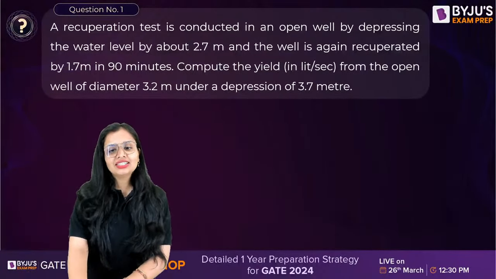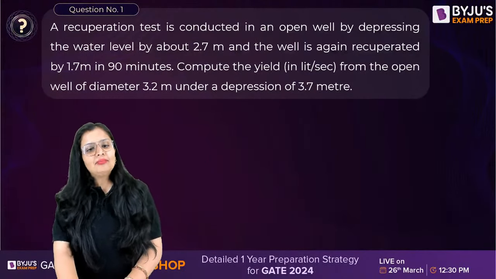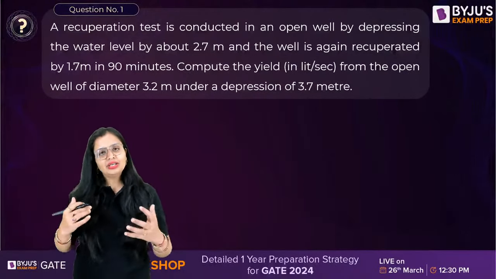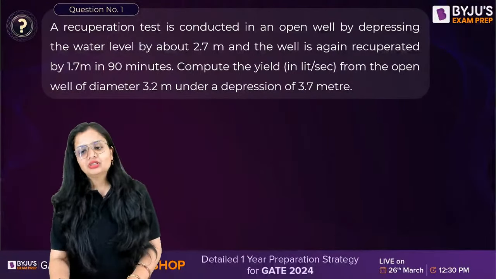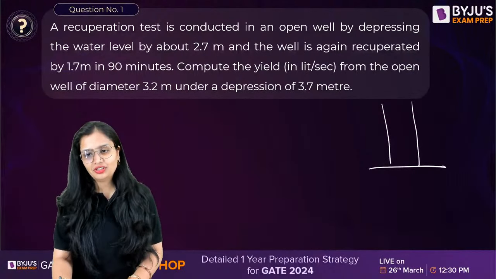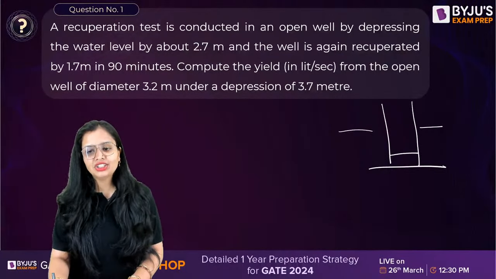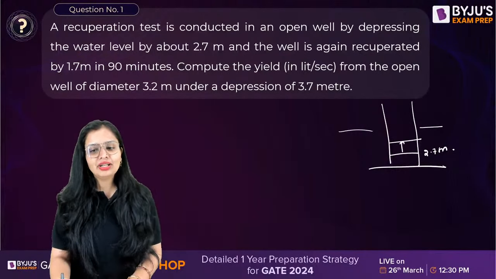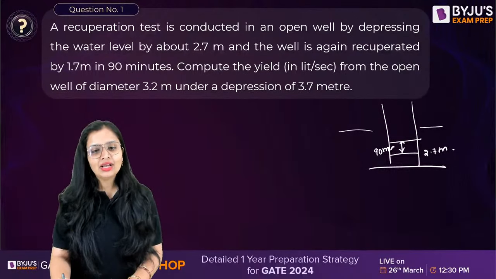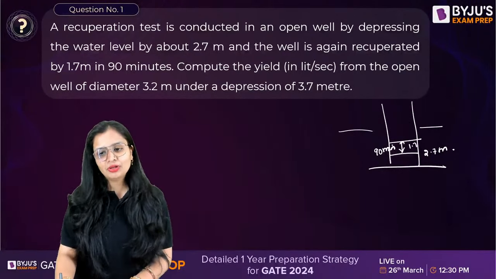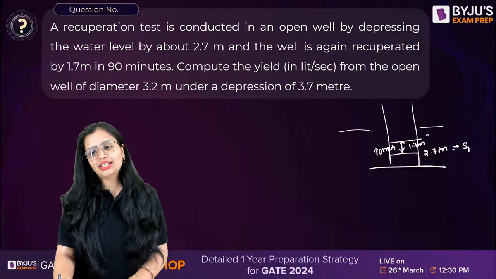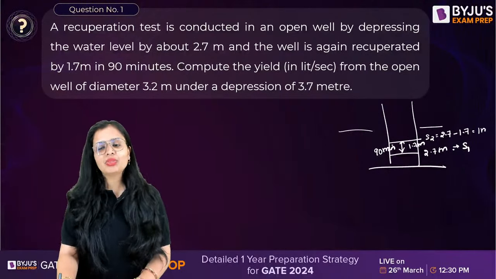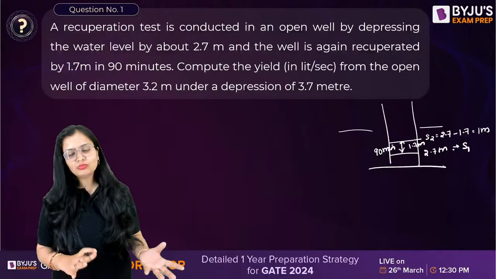A recuperation test is conducted in an open well by depressing the water level by 2.7 meter, and after 90 minutes that water level again comes back. So it's like, I'm drawing it with the free hand. If the drawdown initially was 2.7 meters, in 90 minutes the water level came back by 1.7 meters. So if this is S1, S2 will be 2.7 minus 1.7, that is it will become 1 meter. So technically they have given both S1 and S2.